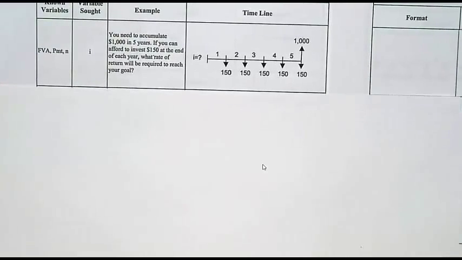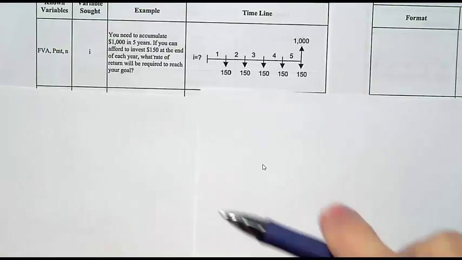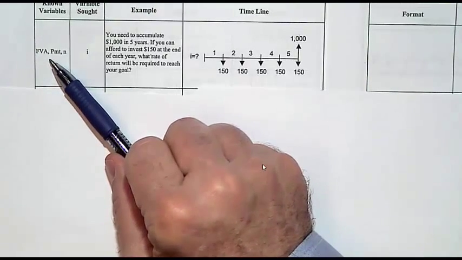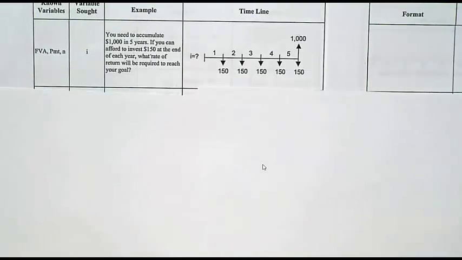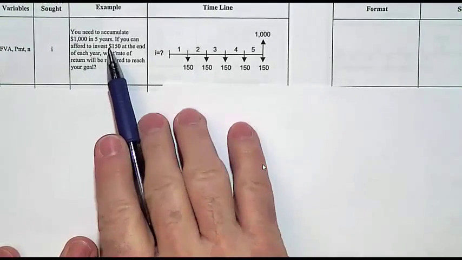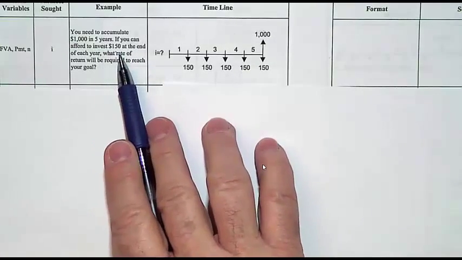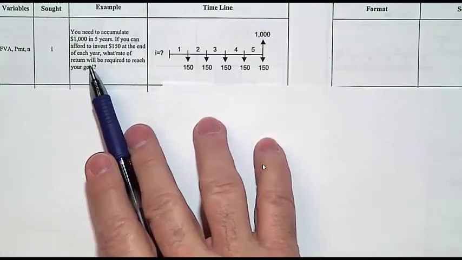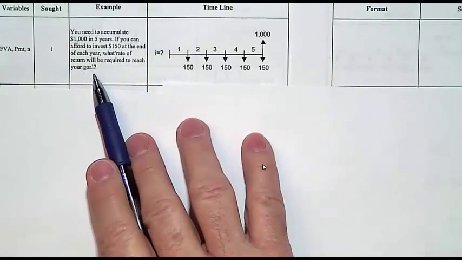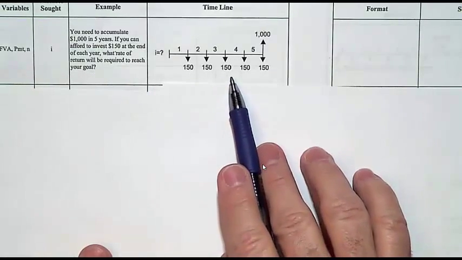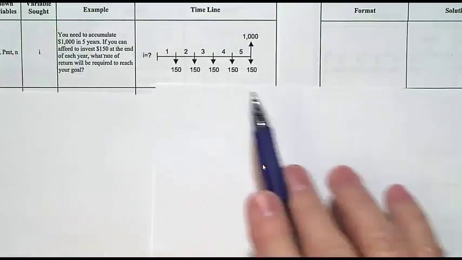Okay, so let's look at another type of situation. In this situation, we're going to know the future value, we're going to know the payment, we're going to know the N, but we don't know the I. You need to accumulate $1,000 in 5 years. If you can afford to invest $150 at the end of each year, what rate of return will be required to reach your goal? So here's the structure of the problem.